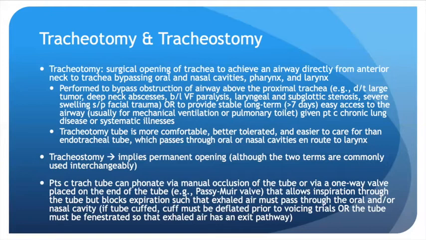Patients with the trach tube can phonate via manual occlusion of the tube or via a one-way valve placed on the end of the tube, such as a Passy-Muir valve, that allows inspiration through the tube but blocks expiration, such that exhaled air must pass through the oral and or nasal cavity. In order for this to work, though, if there is a tube cuff, the cuff has to be deflated prior to voicing, or the air can't pass around the tube to go out the mouth, or the tube has to be fenestrated so that the exhaled air has an exit path.